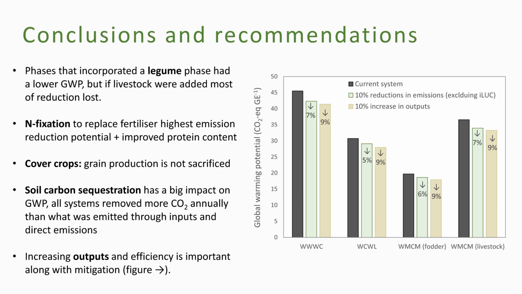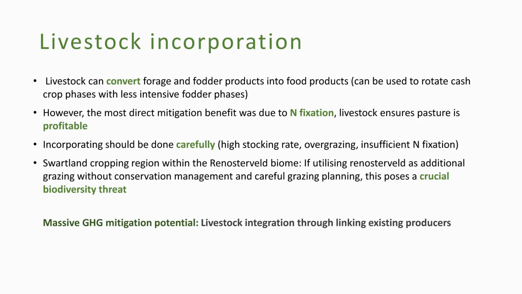Then soil carbon sequestration was very important in the systems and was able to reduce a lot of emissions. And then the last thing is that increasing outputs and efficiency is also important along with mitigation, because if you can produce more with less inputs, then you're decreasing your emissions per output. And then just the last note on livestock incorporation.